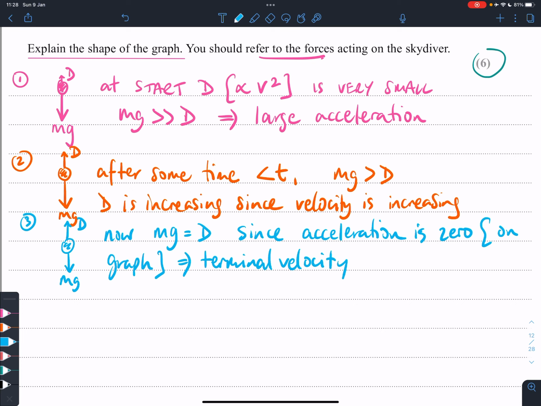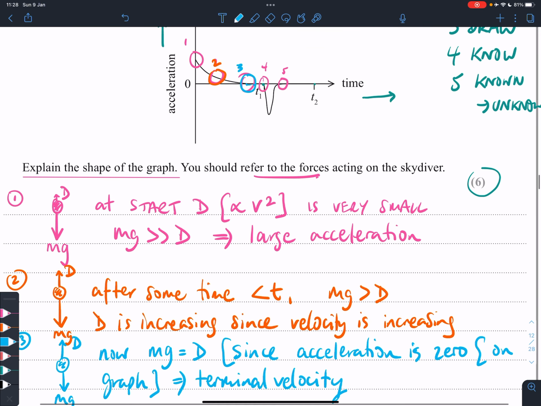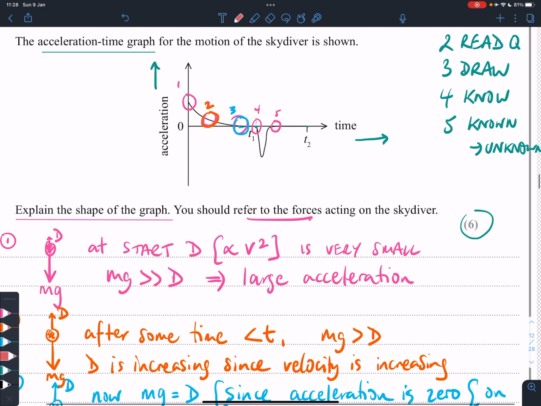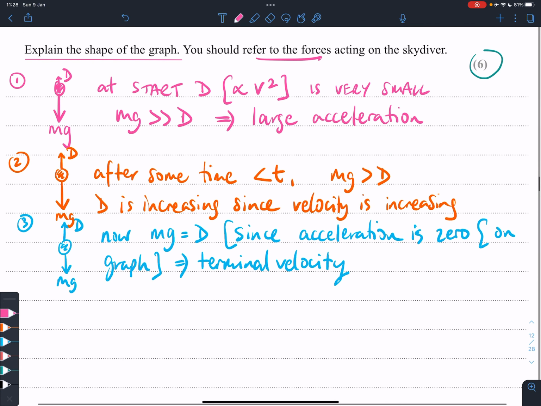Now mg is equal to D. We know mg is equal to D because the acceleration is 0 on the graph. Terminal velocity. And so that's all we need. At 4, let me go back to pink. At 4, she opens a parachute.